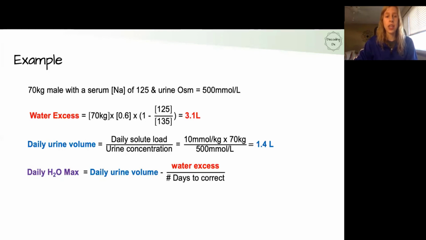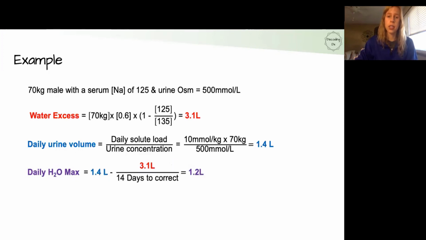Last equation is the daily water maximum. So his daily urine volume of 1.4 liters minus his water excess of 3.1 over, let's take 14 days to correct. Let's say this is an outpatient and we're not terribly concerned, but we do want to get this corrected in a decent amount of time. So we'll have him come back in 14 days. That'll give us a daily water maximum of 1.2 liters that we can shoot for.